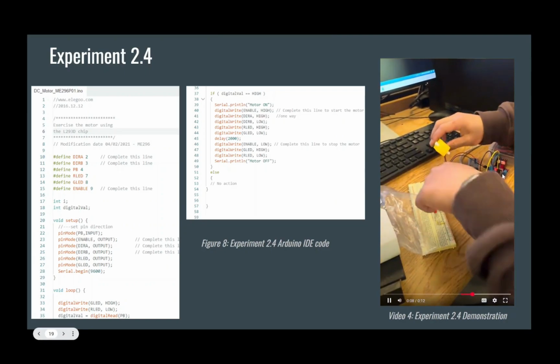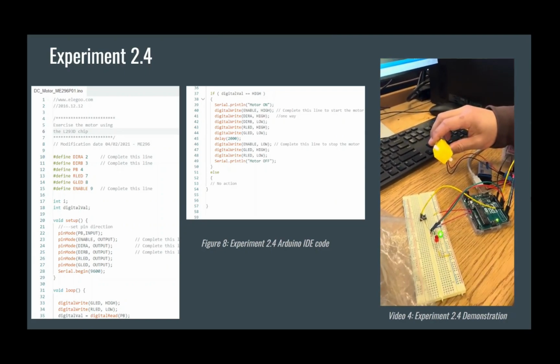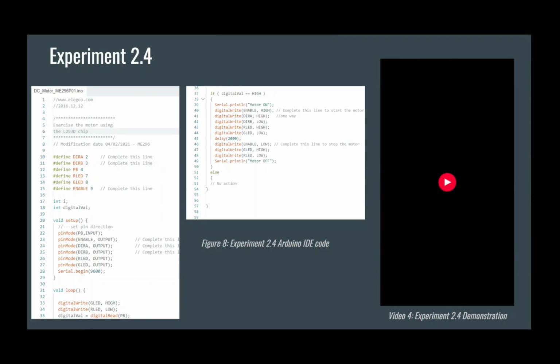2.4 introduces the DC motor and driver with 3 new output signals. Digital pin 9 goes to enable, pin 2 goes to in1, and pin 3 goes to in2. A battery is also connected with negative to ground and positive to the driver VCC. For the motor, negative goes to out 2 and positive goes to out 1. Note that the driver needs a jumper cap.